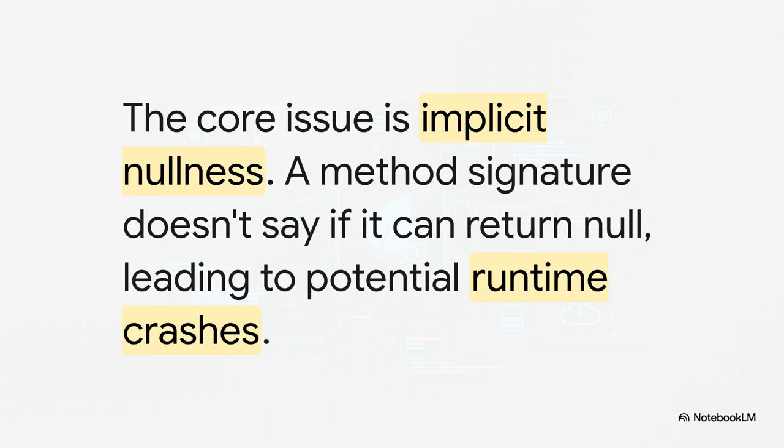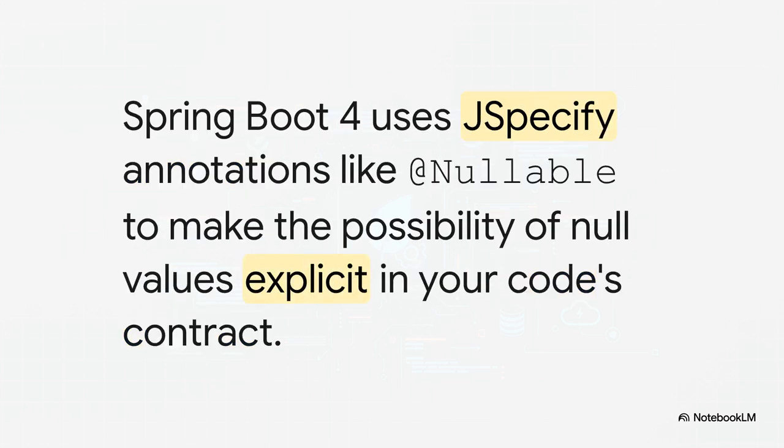And we've all been burned when we guess wrong and our application blows up in production. So the solution is to make nullness explicit. And Spring Boot 4 does this by embracing the JSpecify standard. Now, with one simple @Nullable annotation, you're creating a clear contract. You are telling every other developer, and more importantly, all of your tools, that this method might return null.